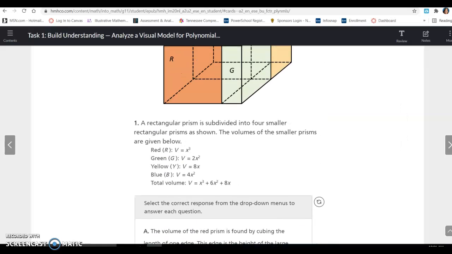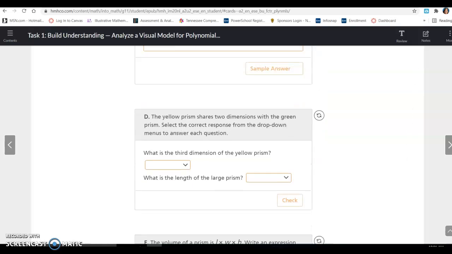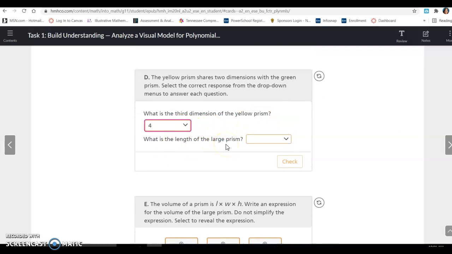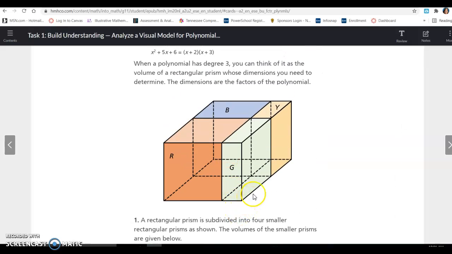If we go back up and look at the yellow prism, that's the one here in the back corner. We know the height is x, and we know this side is 2 because that's 2 for green. So if this says 8x, we know 2x times 4 is 8. So we know that this other side has to be a 4. What is the length of the prism? The length is going to be this side here, which is x, and then this is plus 4.